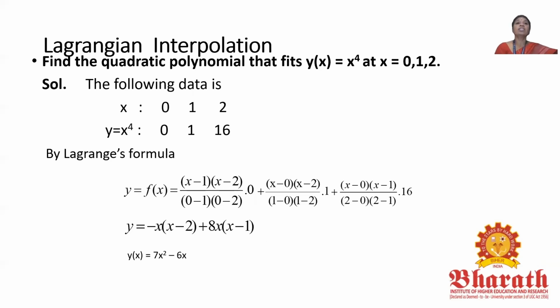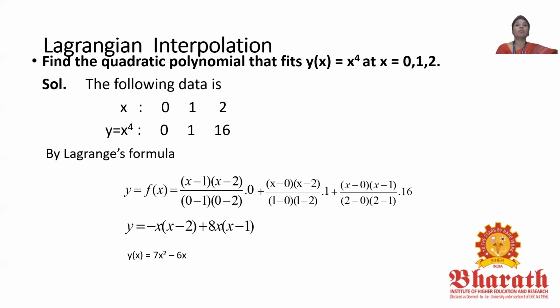So using this, find the quadratic polynomial that fits y of x is equal to x power 4 at x is equal to 0, 1, 2. So the following data: x is 0, 1, 2, and y is equal to x power 4. So your answer will be 0, 1 and 16. 2 power 4 will be 16.